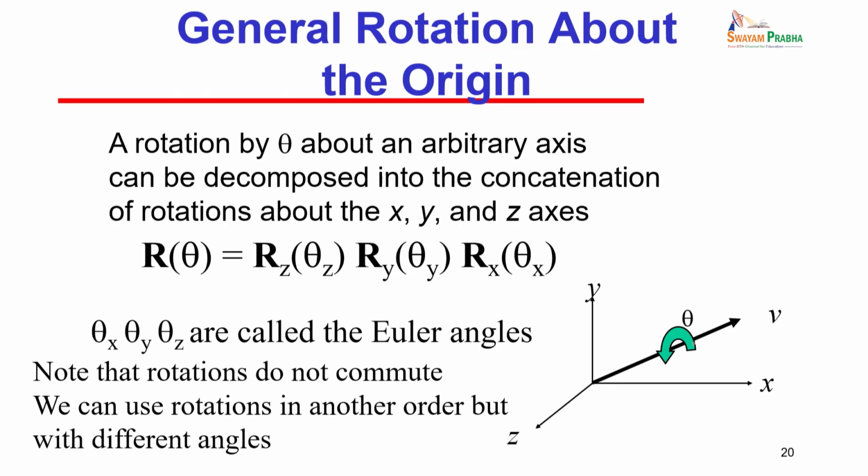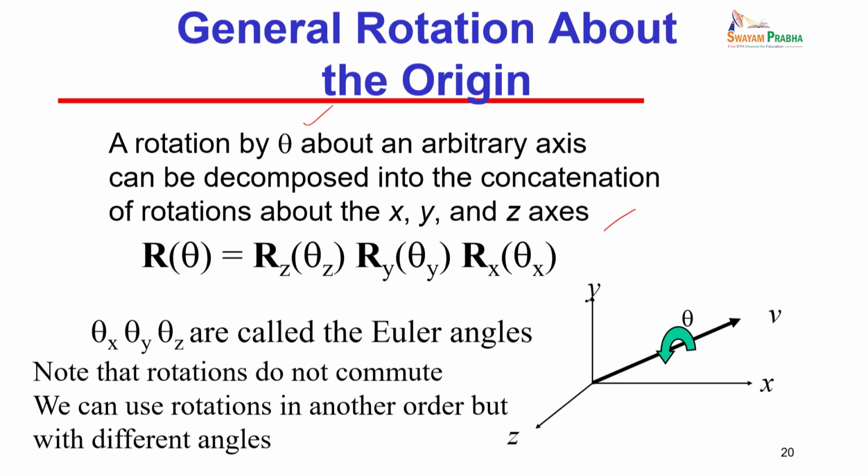So, the rotation by theta about an arbitrary axis can be decomposed into a concatenation of rotations about the x, y and z axes. Therefore, we have R of theta equal to R z of theta z, R y of theta y, corresponding to theta y, and R x of theta x, corresponding to the rotation about the x axis. Now, what we can infer is that theta x, theta y, theta z are called the Euler angles.